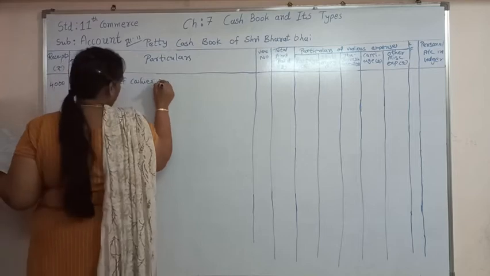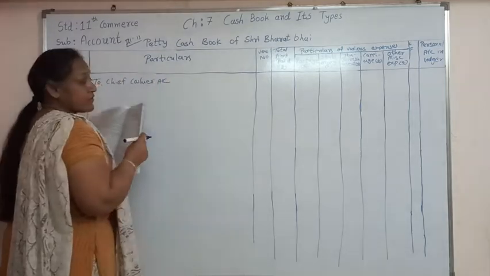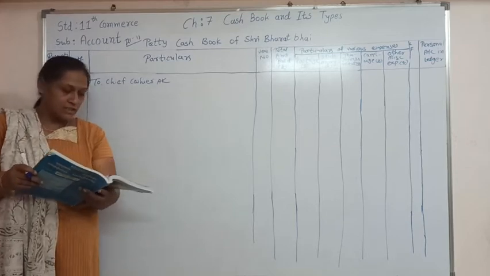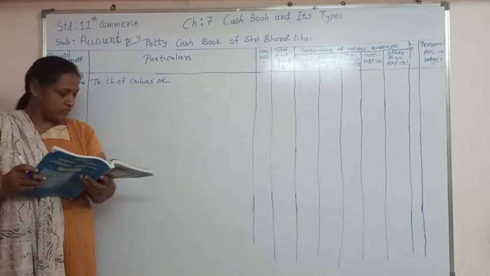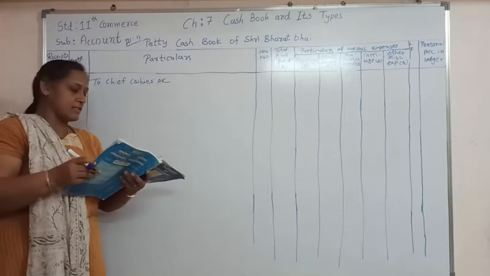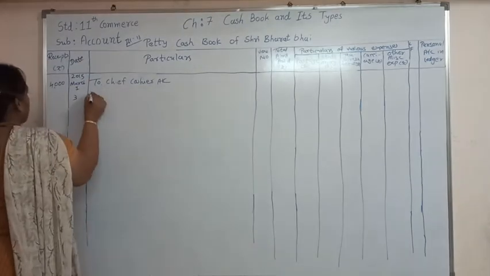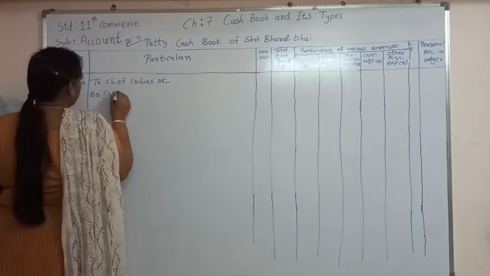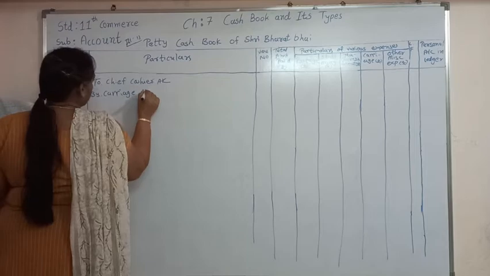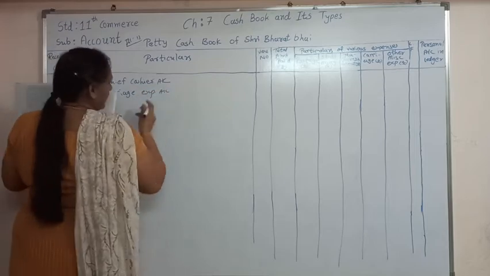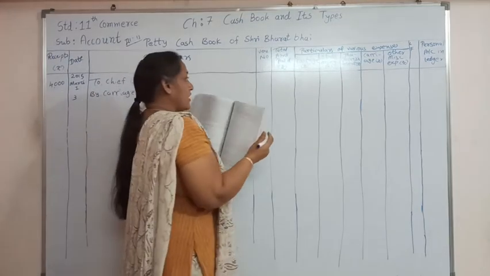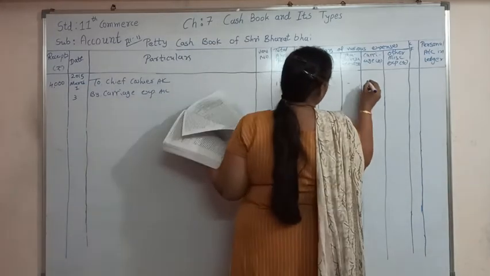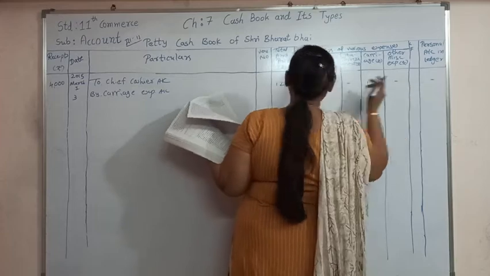Chief cashier account. So 4,000 we have received from cashier. Now on third, rupees 120 paid for carriage. So here on third, by carriage expense account, and that will be 120. And in the column of carriage we are going to write down 120.